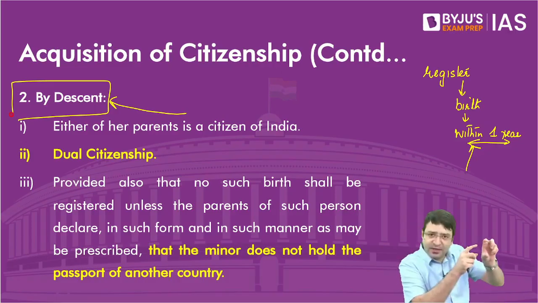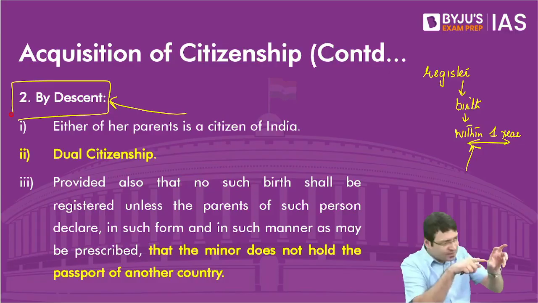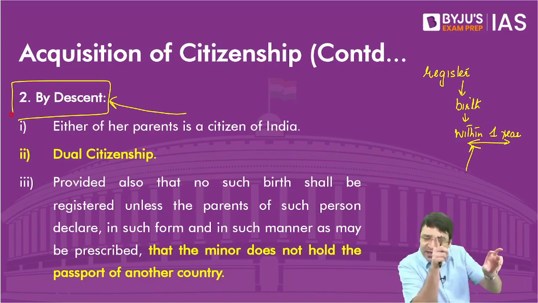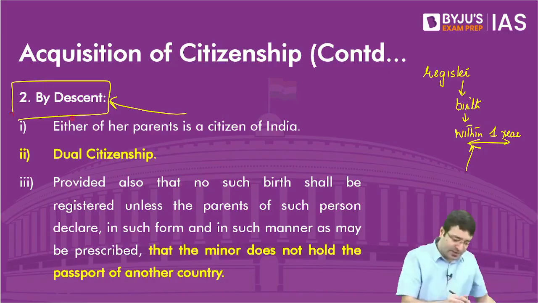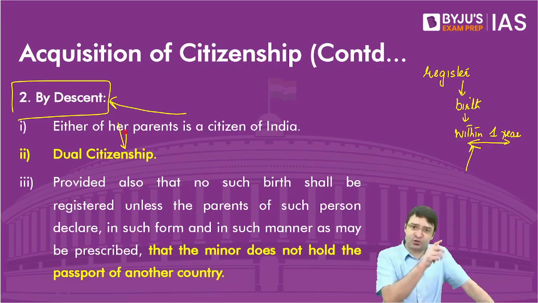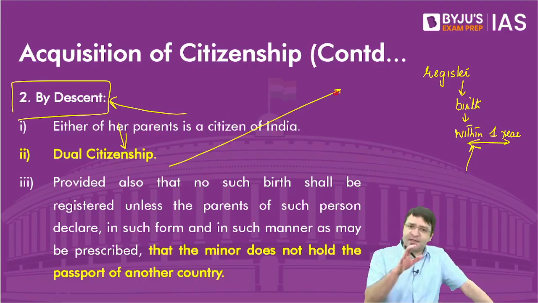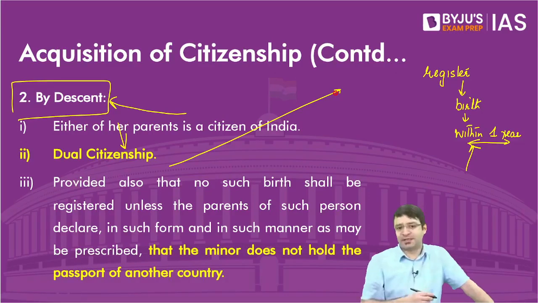But this child who is born to an Indian parent is a US citizen by birth, but can also become the Indian citizen by descent. If you register the birth of this child in an Indian embassy or an Indian consulate, now only for this child there is dual citizenship. Only for this child there is dual citizenship. That means this child can remain the citizen of both India as well as United States.